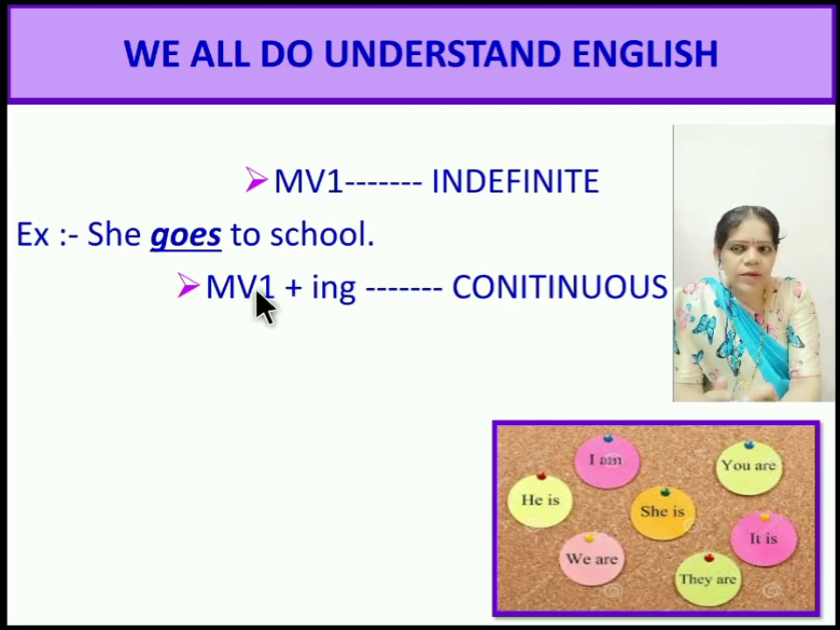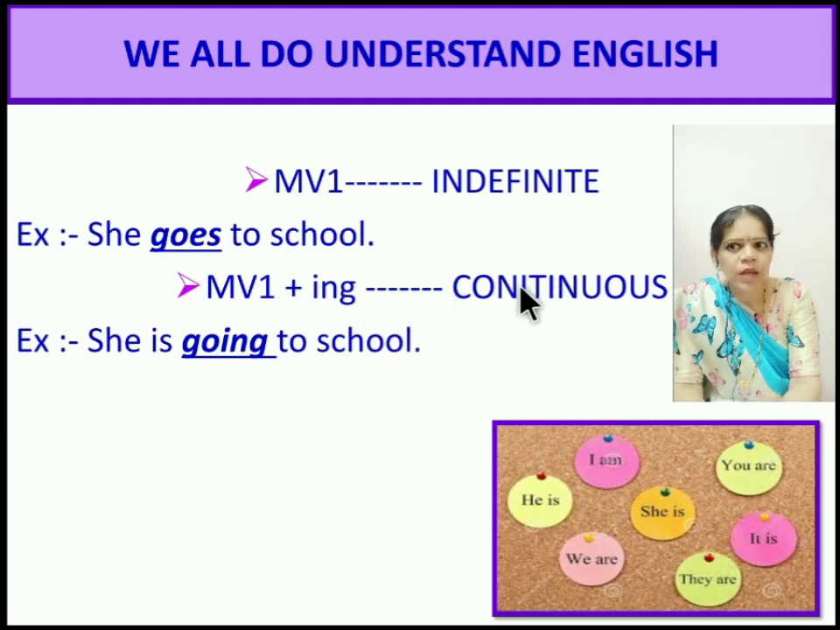Next, MV plus ing, main verb plus ing form. Any main word of action with ing, the gerund form, indicates that it is a type of continuous tense. So if you blend the content on the previous slide and this slide, it actually includes all the important elements of tenses. Then she is going to school. So going, ing is already there. So it is the continuous form of verb.